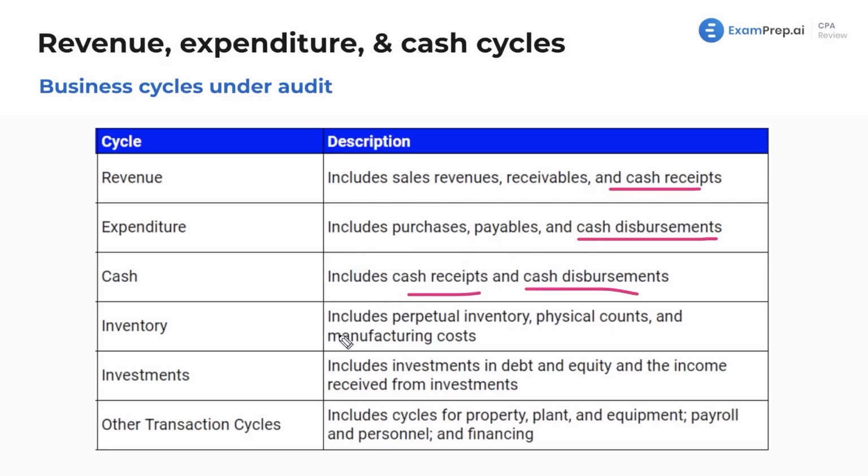Now, the inventory cycle includes perpetual inventory, physical accounts, and manufacturing costs. The investment cycle includes anything debt and equity financing, and the income received from those investments. And lastly, we'll cover a bunch of other transaction cycles in the next lesson that include PP&E, payroll, personnel, and financing.